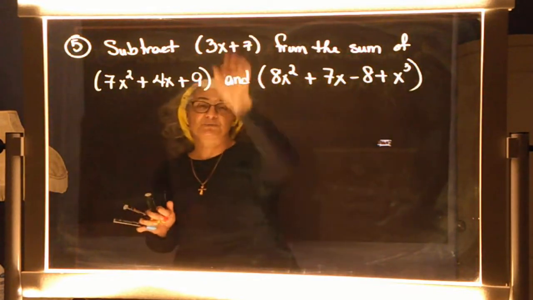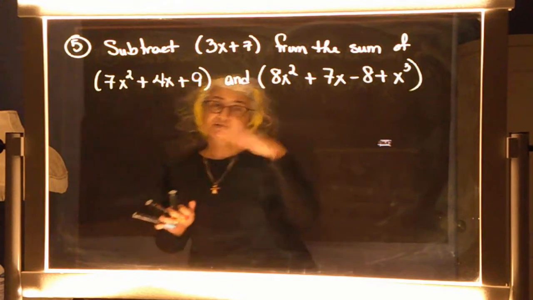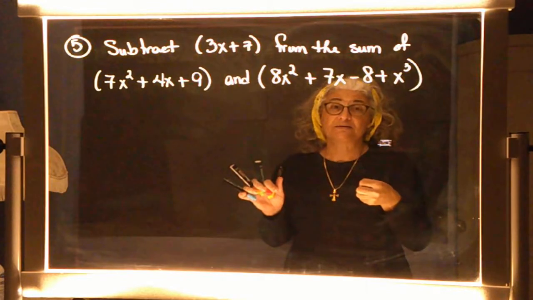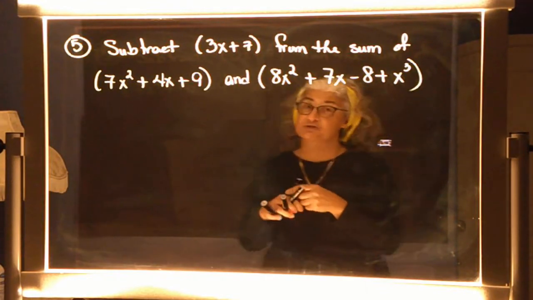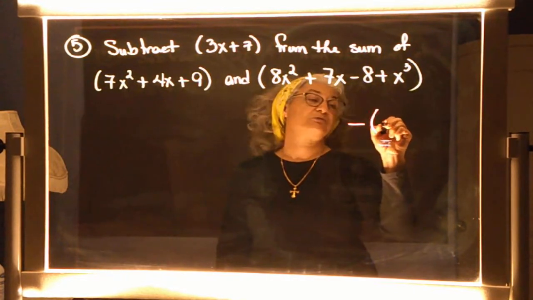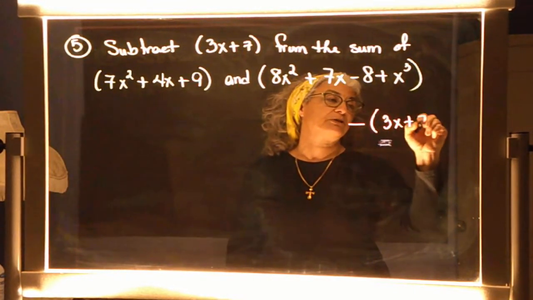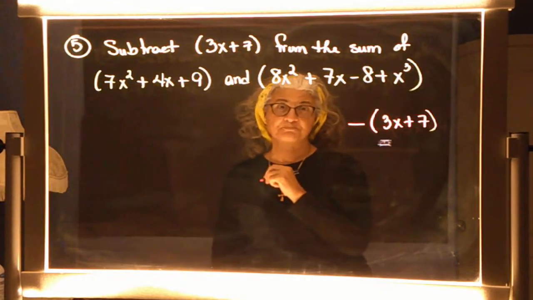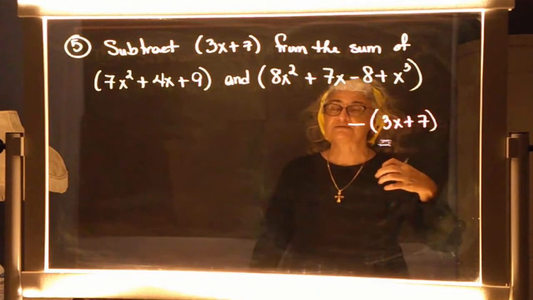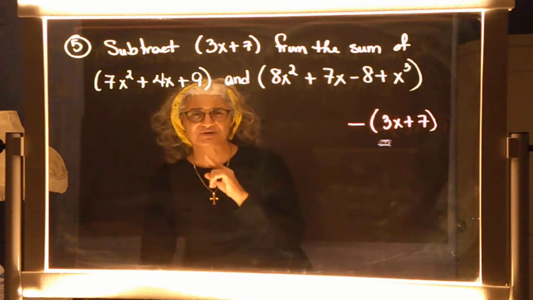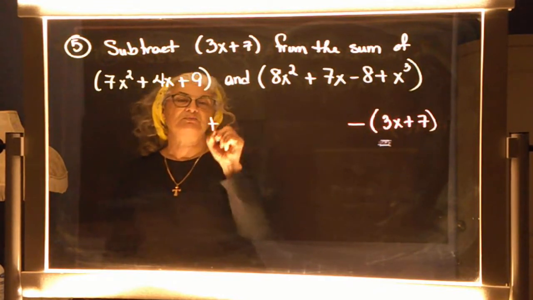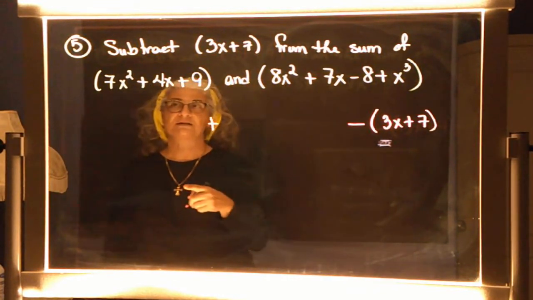And where does this first parenthesis go? Before the subtraction sign or after it? Remember, it says subtract this from. Good, it goes after it. So I know that I'm going to have a subtraction sign, and after the subtraction sign will be the 3x plus 7. Does that make sense? Good. And then I'm supposed to subtract this from a sum. What does the word sum mean? Yes, it means an addition problem. So I know I have an addition problem here. And what am I supposed to be adding?